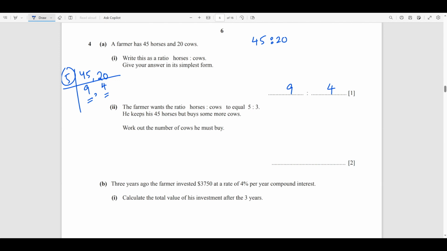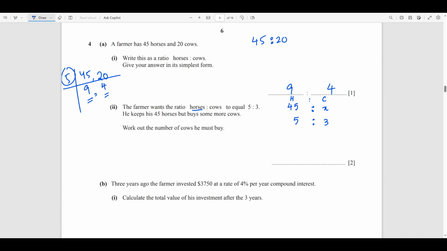Okay. The farmer wants the ratio horses to cows equal to 5 is to 3. He keeps 45 horses but buys some more cows. Okay. So 45 are the number of horses, I'm writing it here, and this is the number of cows. The new number of cows we don't know exactly, so let's call it x. Now the new ratio he wants for horses to cows is 5 is to 3. So for horses the ratio is 5, and for cows the ratio is 3.